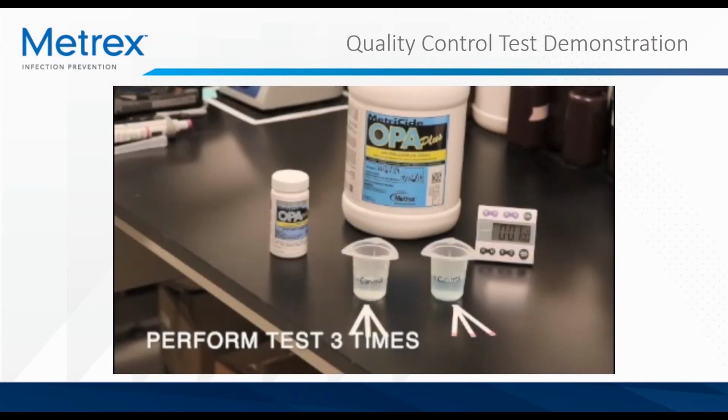Repeat the positive and negative control an additional 2 times each for a total of 6 tests. In order for the Metrocide OPA Plus solution test strip bottle to pass the quality control test, all 6 tests must indicate the proper result.